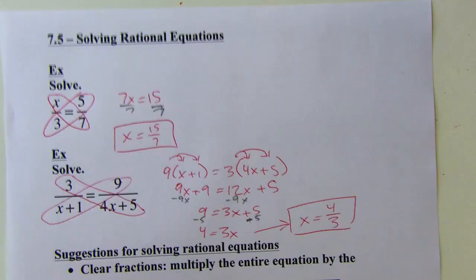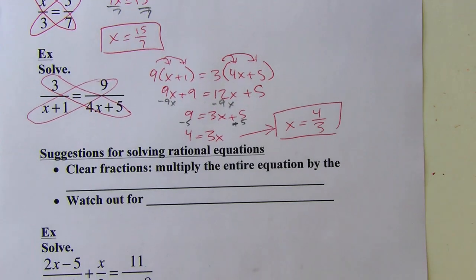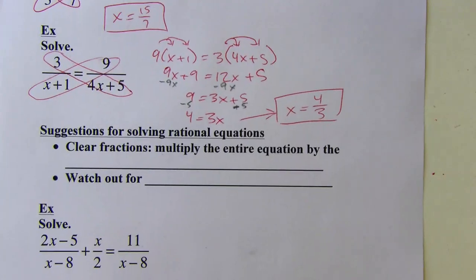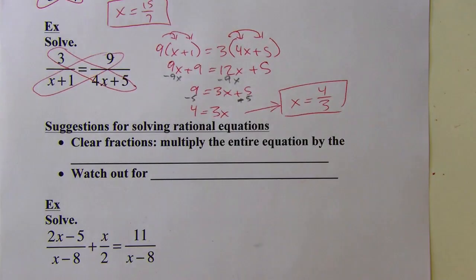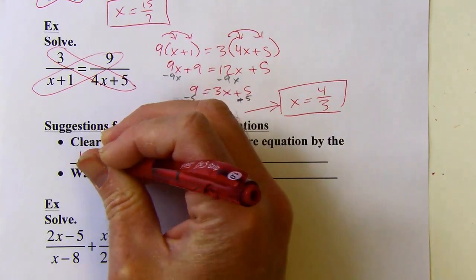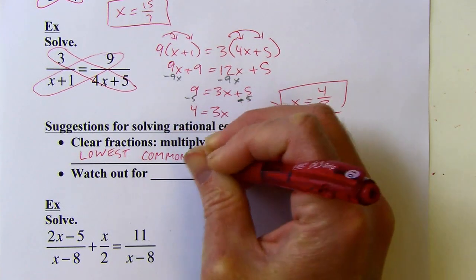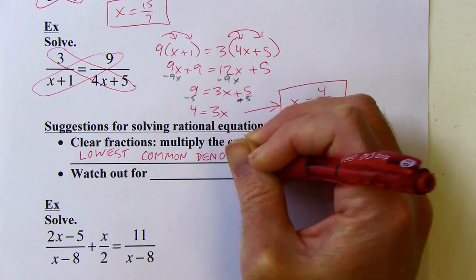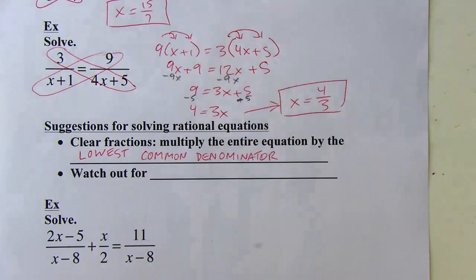Okay, next up, here's some suggestions for solving rational equations. First thing I would do in general, if you can cross multiply, that's great. On this next example, we're not going to be able to do that because we have more going on than just two fractions that are equal to each other. So my first advice would be to clear the fractions, and you can achieve that by multiplying the entire equation by the lowest common denominator. It really doesn't have to be the lowest common denominator. It can be any common denominator, but it'll make things easier the lower it is.